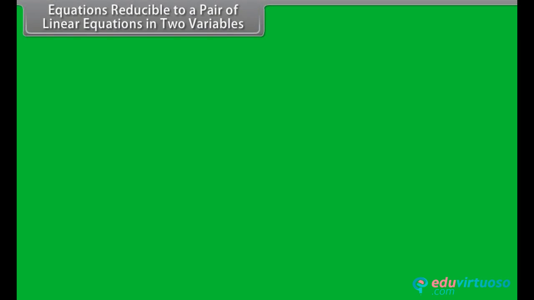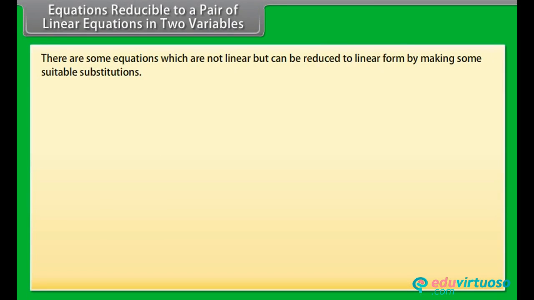Equations reducible to a pair of linear equations in two variables. There are some equations which are not linear but can be reduced to linear form by making some suitable substitutions. Let us solve an example.